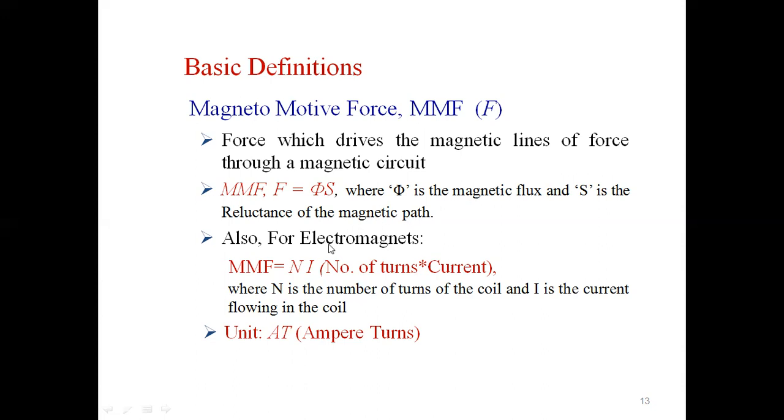For an electromagnet, MMF is equal to NI, where N is the number of turns and I is the current flowing through the coil. The unit of magnetomotive force is AT, that is ampere turns. Now this MMF is analogous to the electromotive force EMF, which is represented as V is equal to IR in the electric circuit, and here in the magnetic circuit F is equal to phi S. So this is the analogy.